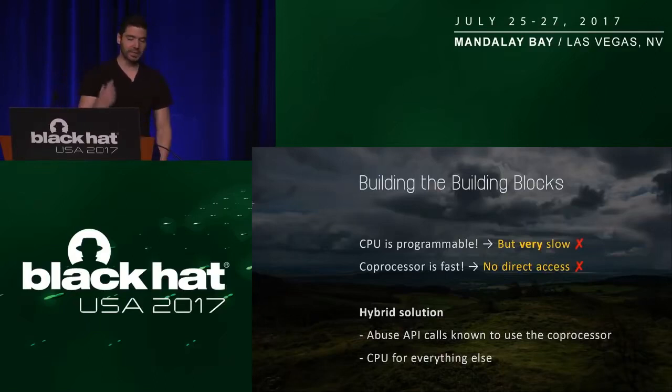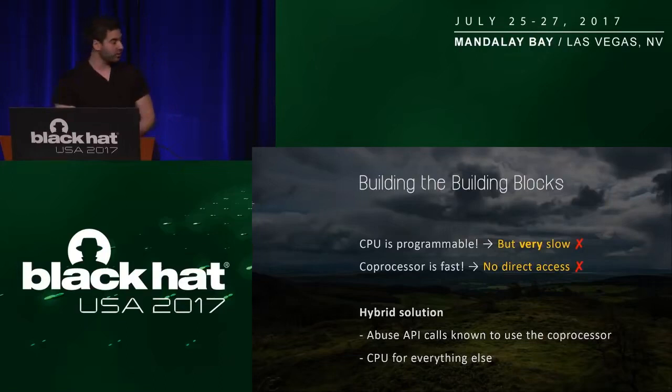Because as we've seen, the CPU is very slow. It's programmable, but it's very slow. The coprocessor is very fast for crypto, which we're interested in, but you have no direct access to it. So how would you do it? So what we did is basically we abused API calls that are known to use the coprocessor, and then we use the CPU to glue them all together.